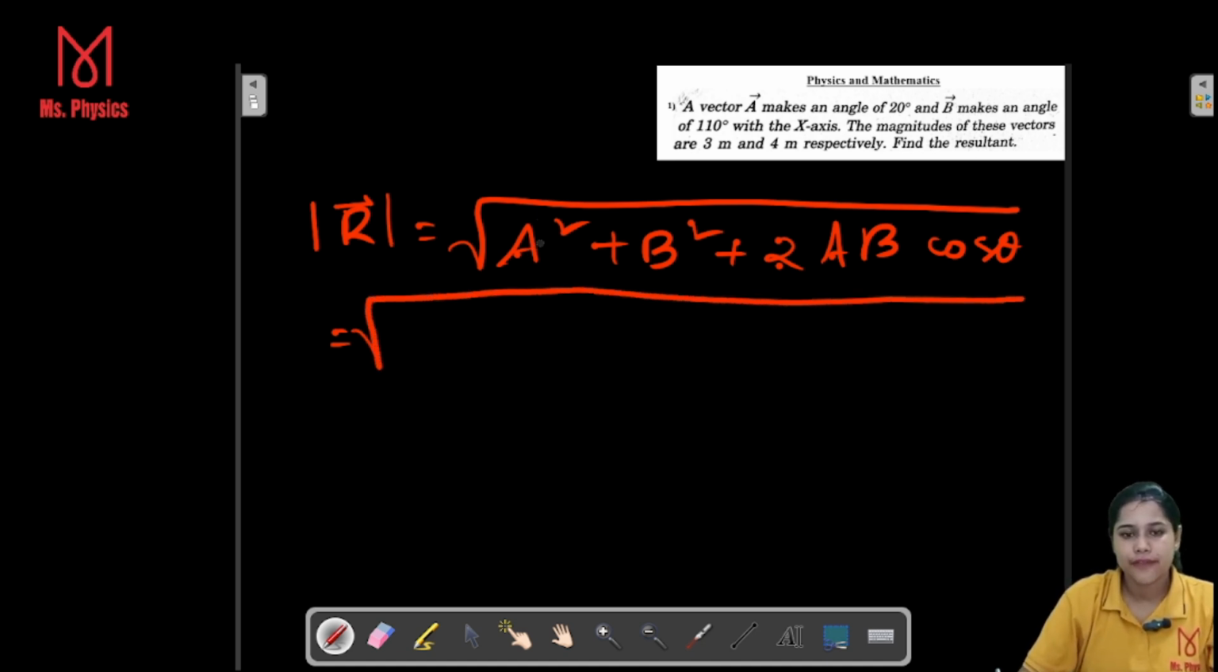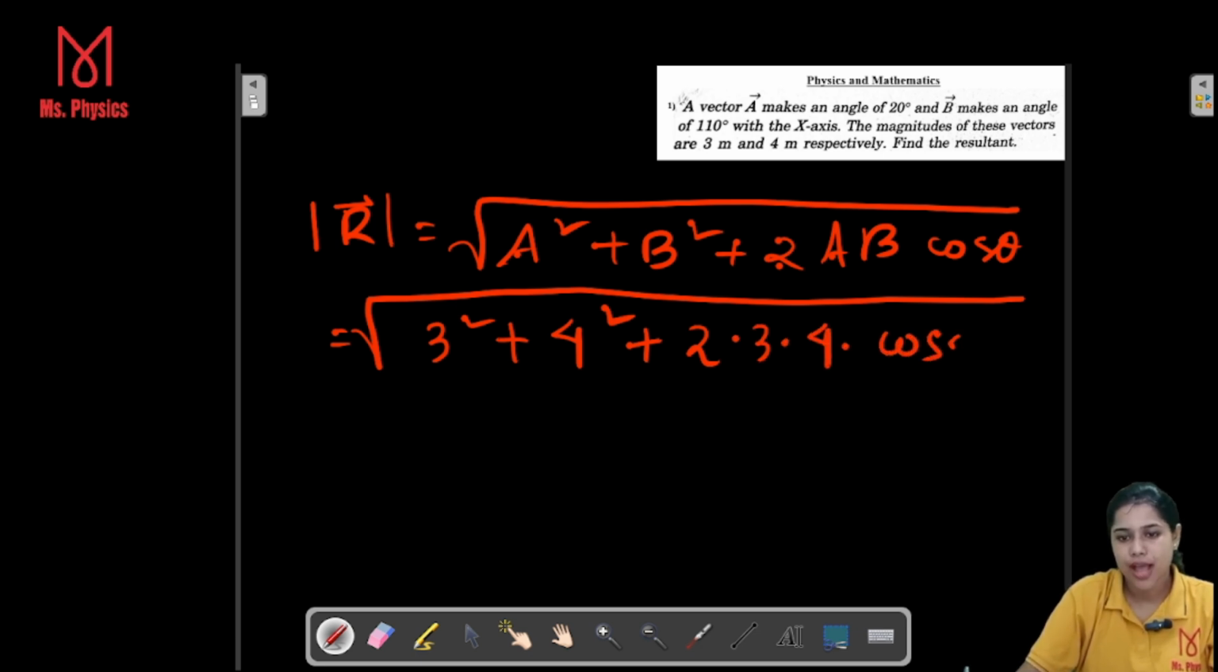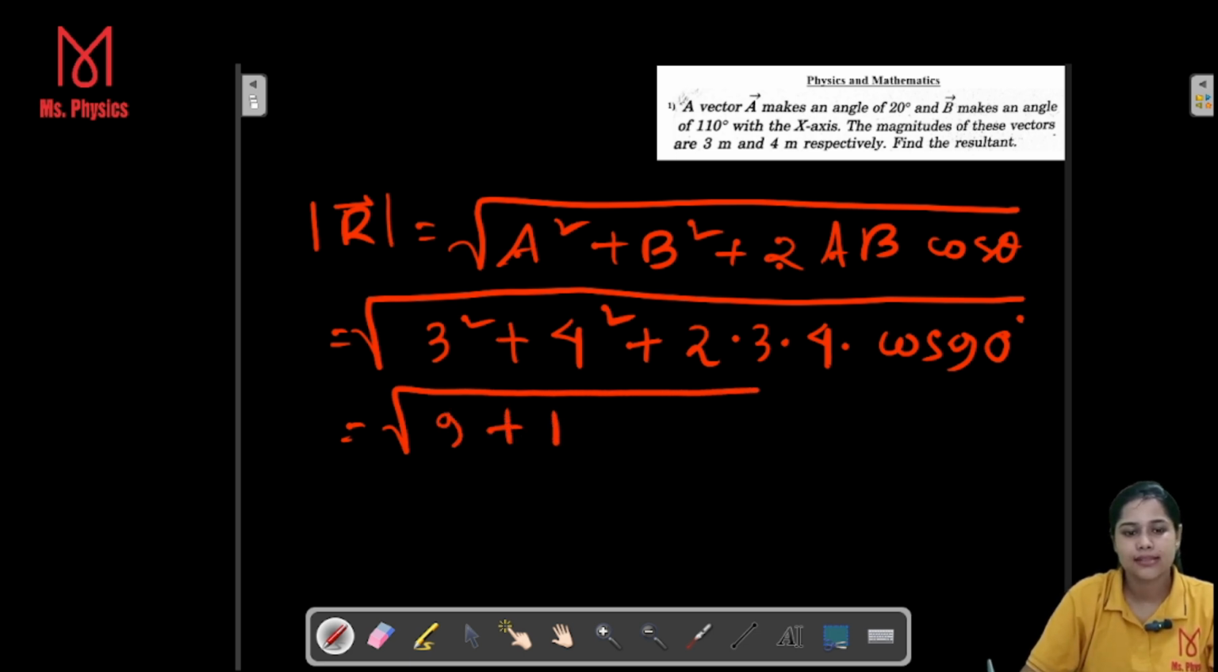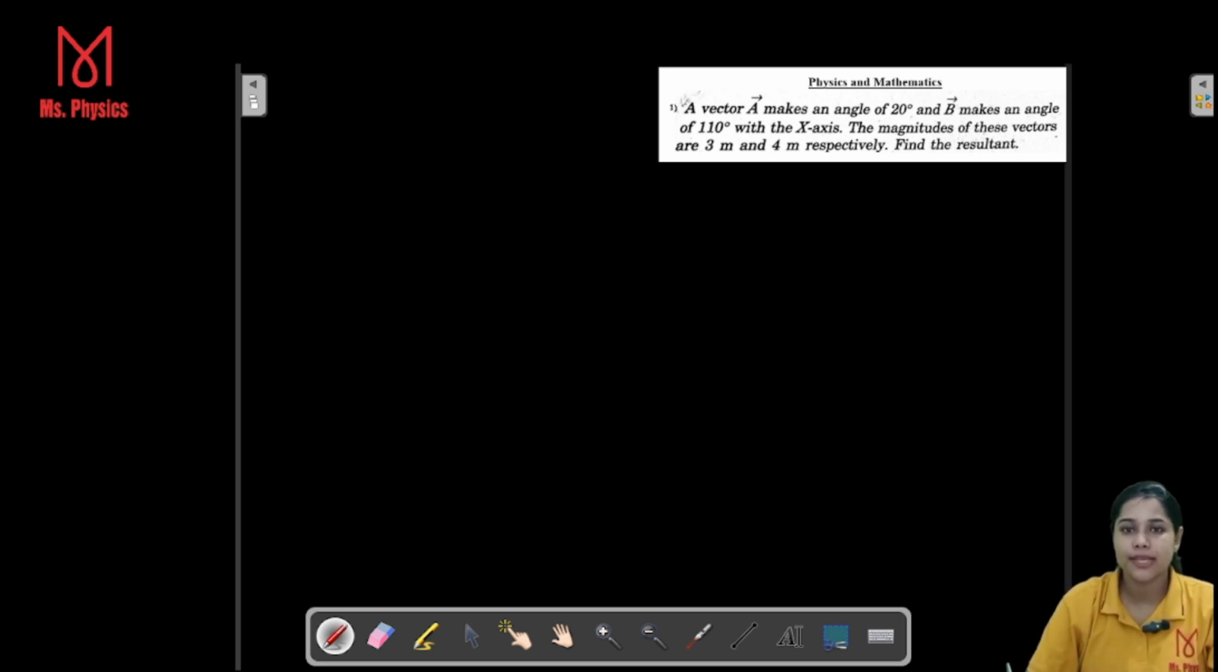So R is root over 3 square plus 4 square plus 2 into 3 into 4 cos 90 degrees, which is equal to root over 9 plus 16. If you calculate it, you will get 5. So this is the magnitude. The next is direction. Direction means obviously the angle.